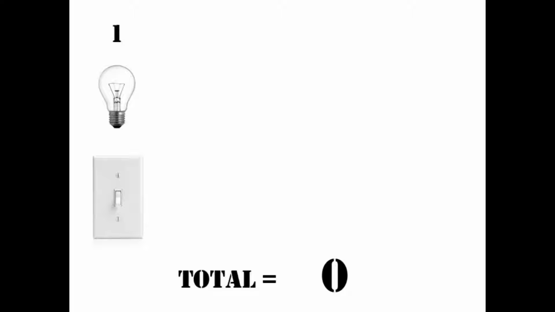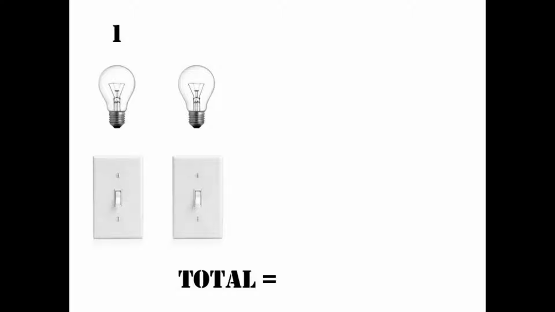Let's just start off with one light switch, and the first light switch has a value of 1. If the light switch is off, our total equals 0. And if the light switch is on, our total equals 1. That's pretty easy and pretty straightforward. So let's add another component. Let's add another light switch.